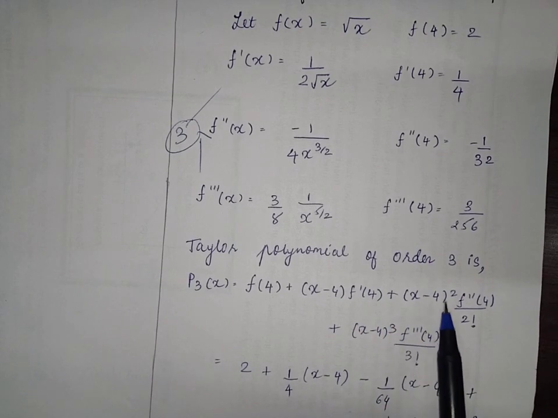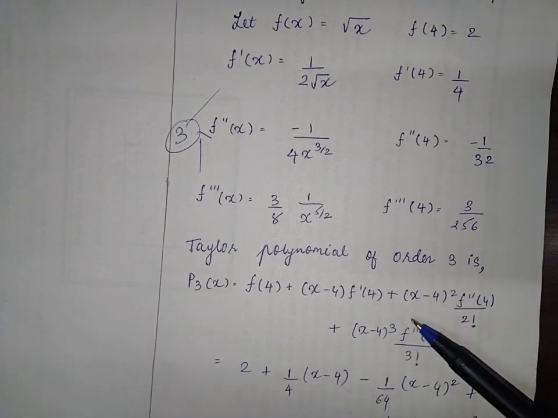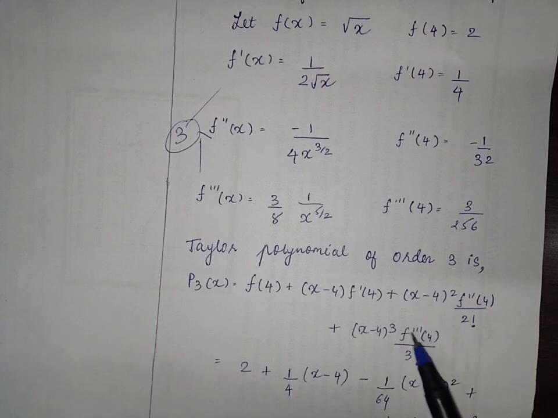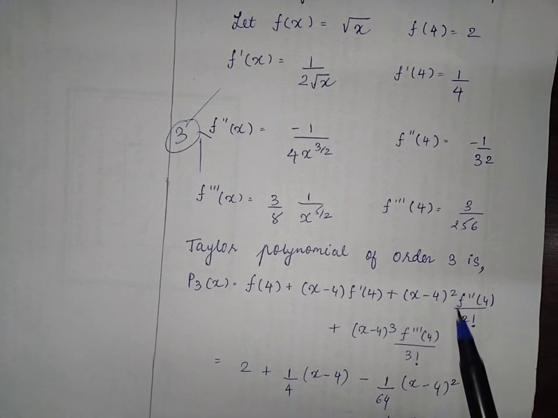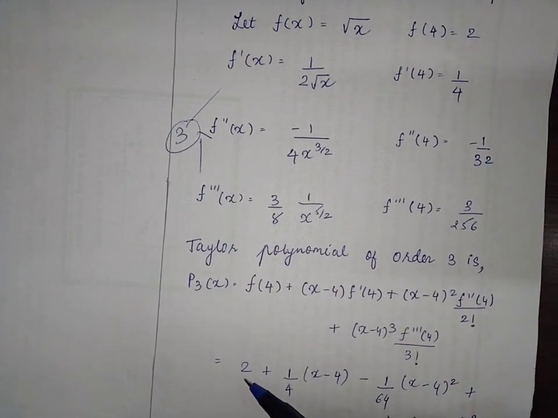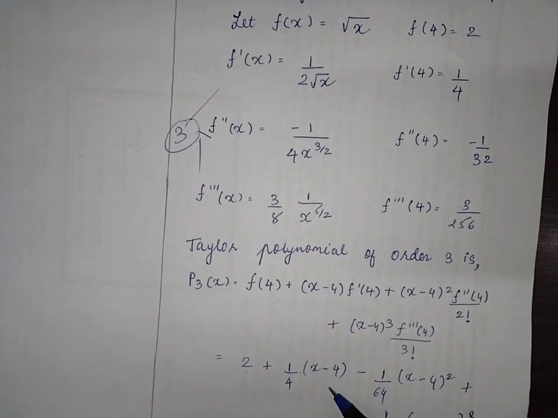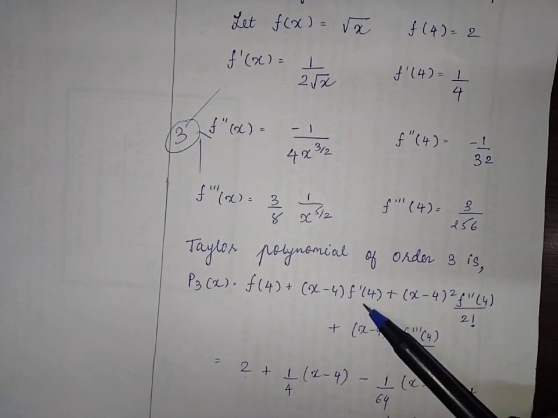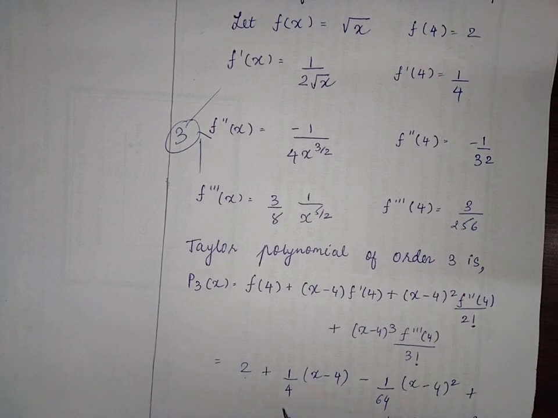x minus a, what is a? It is 4. So here in place of a we are writing 4. So x minus 4 whole square f double dash of 4 by 2 factorial and so on. And then putting the values. What was the value of f of 4? 2. So here we will get 2. x minus 4 remains as it is. First derivative was 1 by 4. So here we will get 1 by 4.